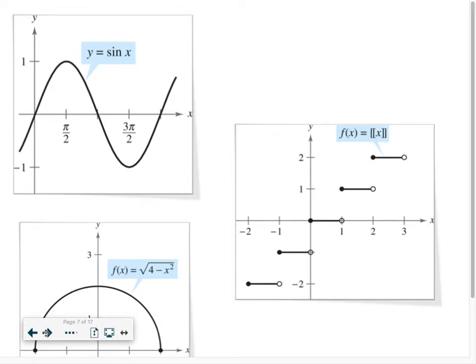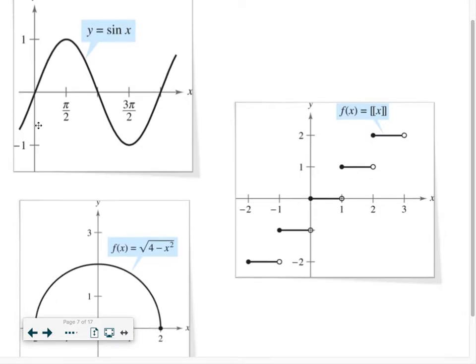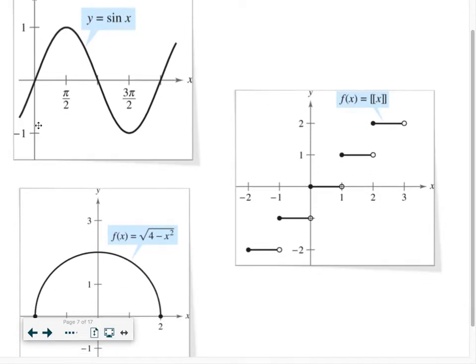So here are some pictures that we're going to use to describe continuity. Sine of x. Do you see any breaks or holes or anything in this picture? Then we would say that it's continuous everywhere. I want you to think of another family of functions that would be continuous everywhere.